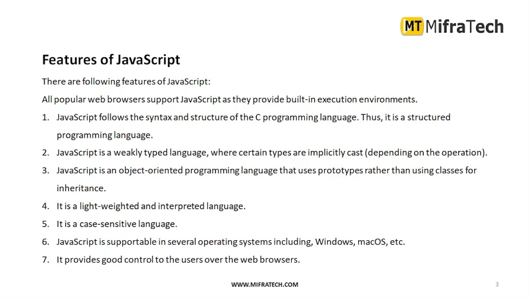Some features of JavaScript are: it allows the syntax and structure of the C programming language, thus it is a structured programming language. JavaScript is a weakly typed language where certain types are implicitly cast depending on the operation. It is an object-oriented programming language that uses prototypes rather than classes or inheritance.